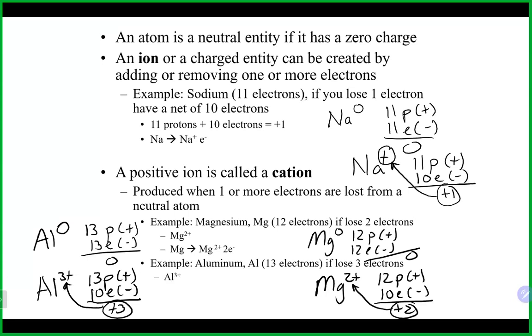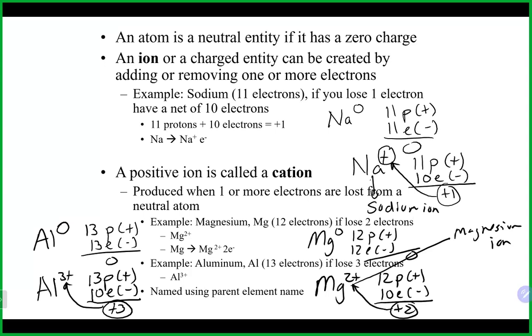So again, anything that has a positive charge is known as a cation, and it's achieved by losing electrons equal to its charge, ending up with more protons than electrons. By the way, how do you name something that is positively charged that's a metal? You just use the name of it and put ion at the end. So Na is sodium, this would be the sodium ion. Mg is magnesium, this would be the magnesium ion. You basically just use the whole name of the element and put ion at the end of it.